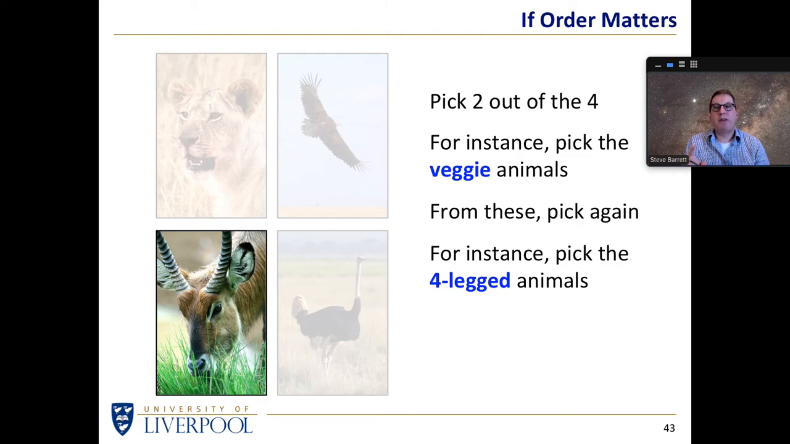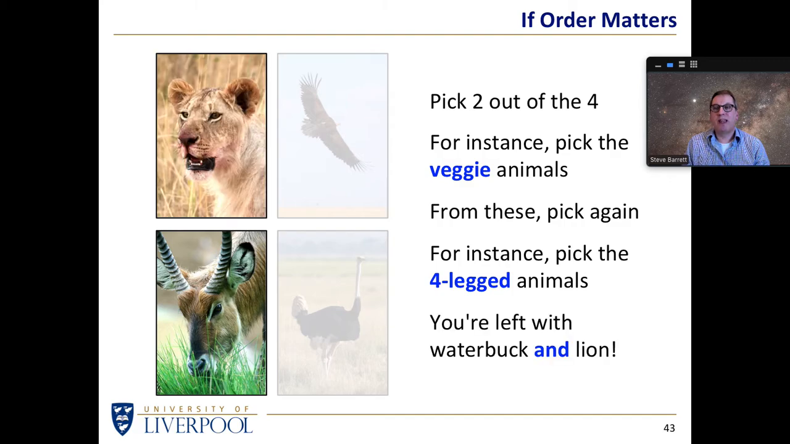But if we're doing this experiment at the atomic level, at the fundamental particle level, we would not get the waterbuck, we would get the lion and the waterbuck. In other words, even though we dismissed the lion as not being vegetarian, when we made the second choice, the lion comes back again. This doesn't happen in common sense, but it does happen in quantum mechanics.